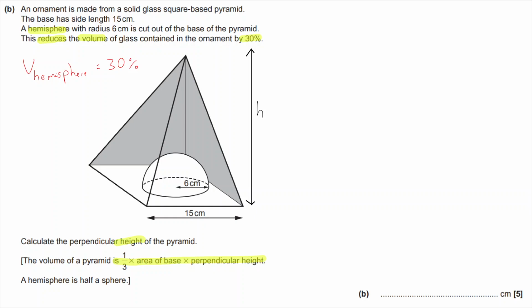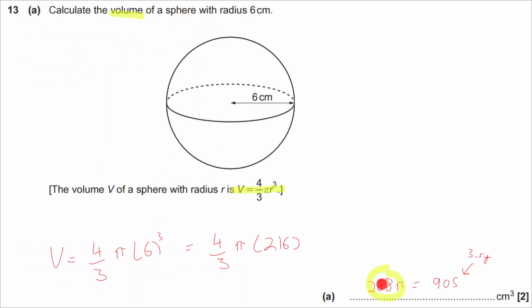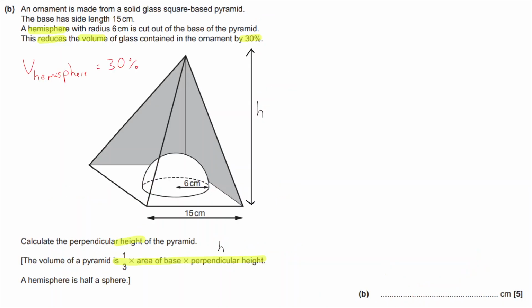Now, the thing is, we're trying to find this here. That's the height, this part here. That's what you're trying to find. I don't know currently what the area is. But what I do know is that the volume of the hemisphere is going to be half of this here, because the hemisphere is half of a sphere. So I can say that the volume of the hemisphere is going to be equal to 288 pi, that's the sphere, divided by 2.